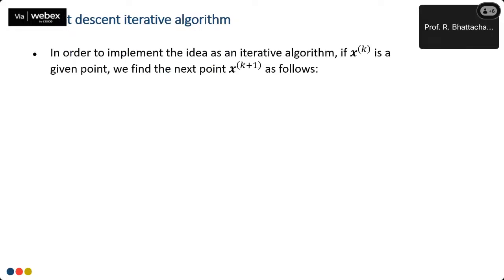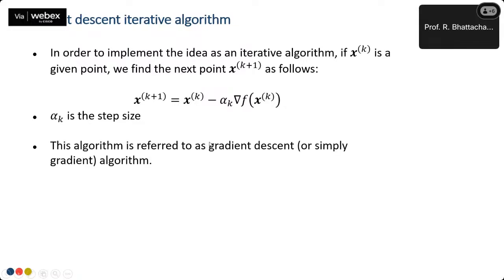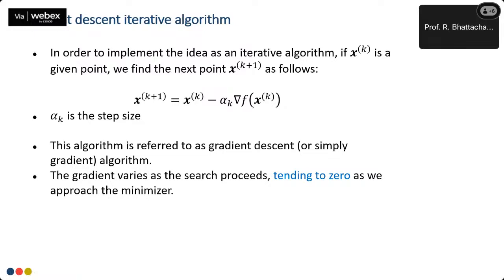So we can put it in iterative form. In order to implement the idea as an iterative algorithm, if xk is the given point, we find the next point xk plus 1 as xk minus some alpha k gradient of f of xk, where alpha is the step size, and the algorithm is referred to as gradient descent or simply the gradient algorithm. And this is very popularly used. The gradient varies as the search proceeds, tending to 0 as we approach the minimizer. So this is the basic idea.